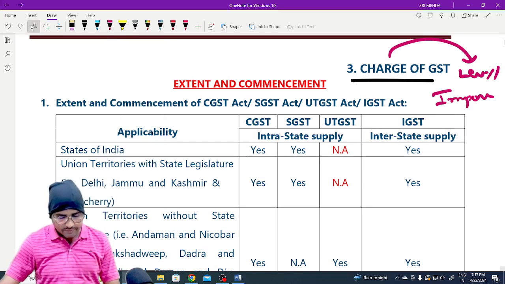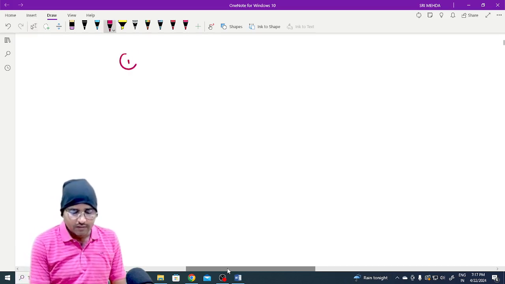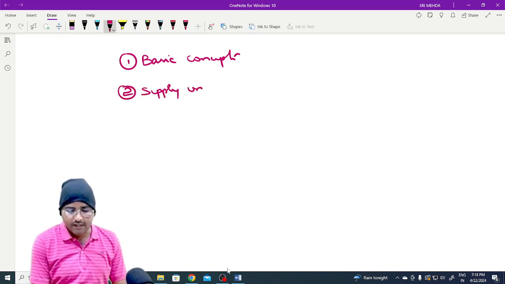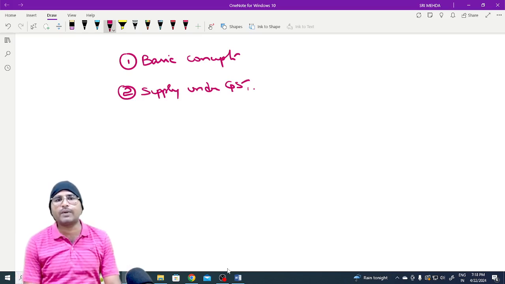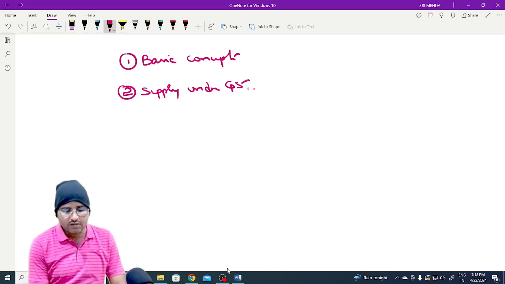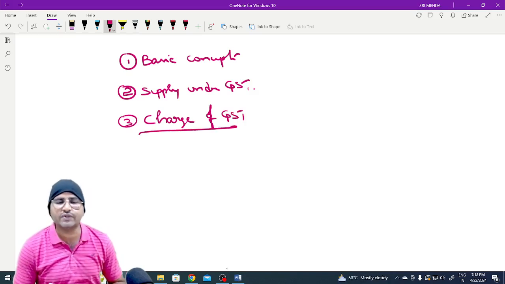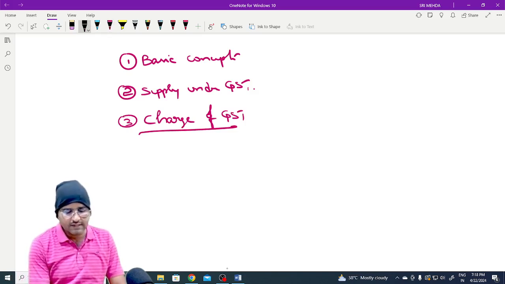As we discussed in the previous class, we completed the first topic, basic concepts relating to indirect taxes, and the second chapter, supply under GST. Right? Now the third chapter, charge of GST. GST will be levied on supply of the good or service.